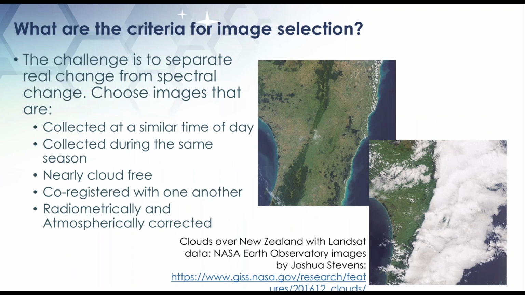So the key to successfully detecting change is to separate real change from spectral differences that are due to other factors, such as images from different seasons, if you're not interested in those different seasons. So you need to choose images that are collected at approximately the same time of day, collected during the same season, as cloud-free as possible, co-registered with one another, and radiometrically and atmospherically corrected.